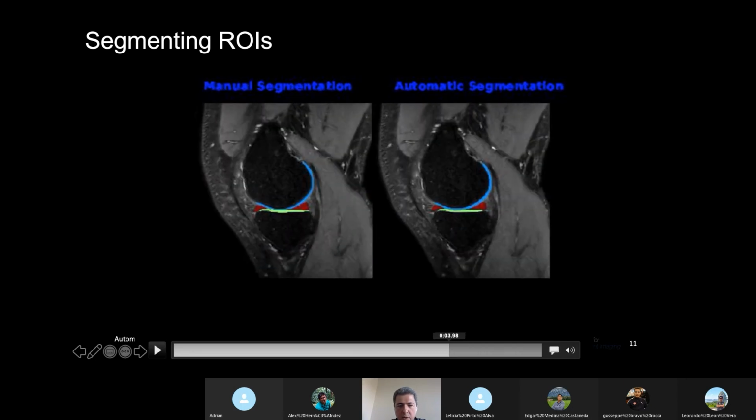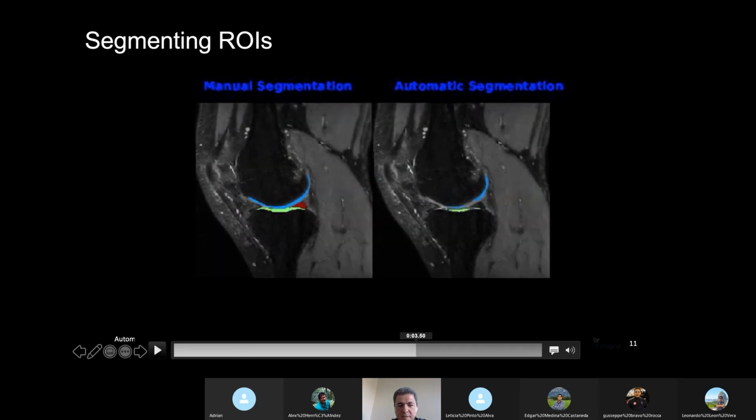Okay, so you can see some differences here. For example, on this slide, the physician segmented everything, including the meniscus. And in this slide, the model failed to detect the meniscus. Over here, some of the pixels of the cartilage were not segmented, and so on and so forth. But this is a matter of fine tuning.